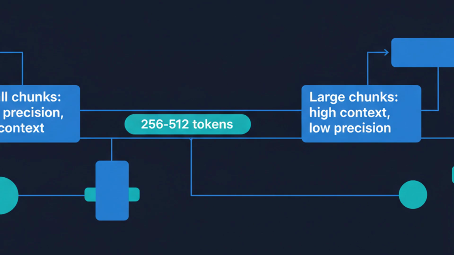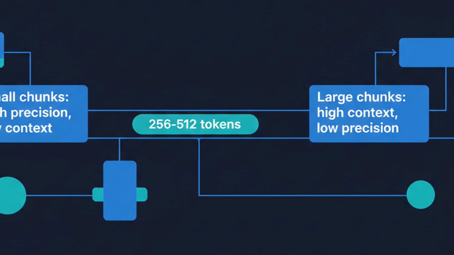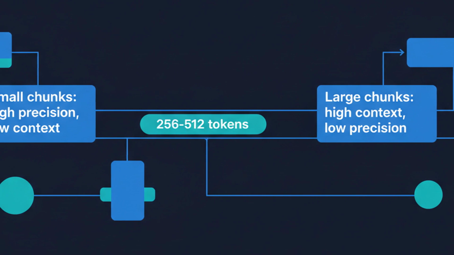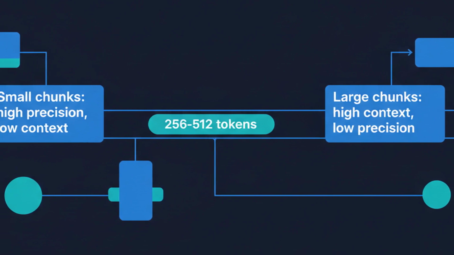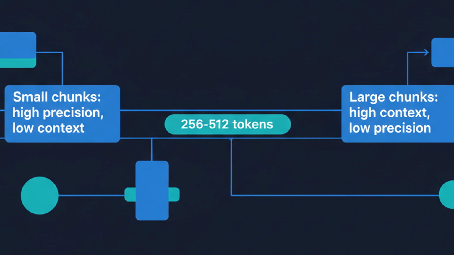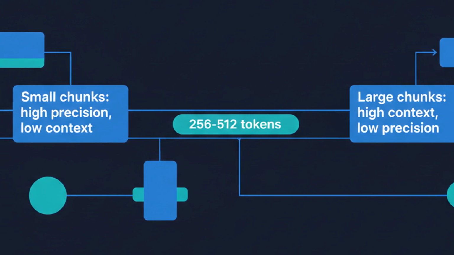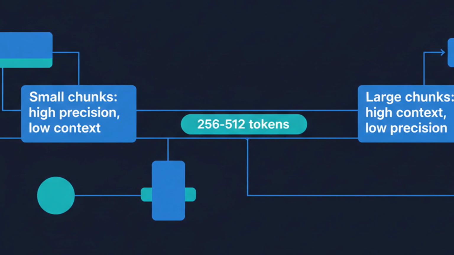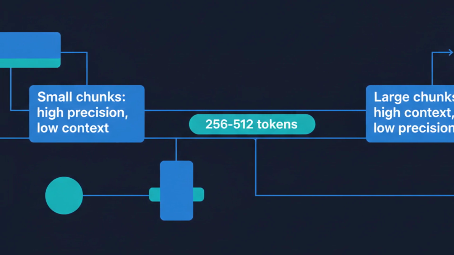So what size should you pick? It is a trade-off. Small chunks give precise, focused retrieval but can miss surrounding context. Large chunks carry more context but dilute the signal. The embedding becomes an average of many ideas, and search precision drops. For most knowledge bases, 256 to 512 tokens is the sweet spot. But always test against your own data.